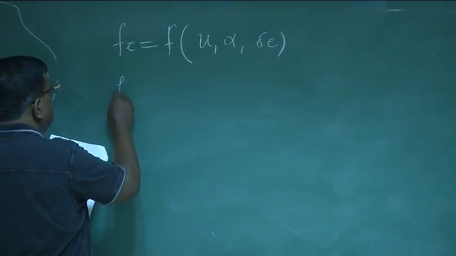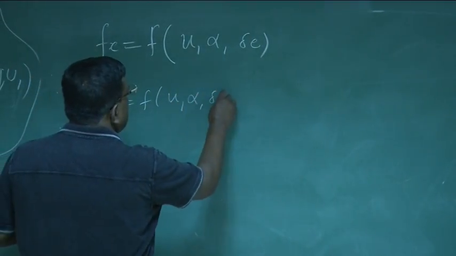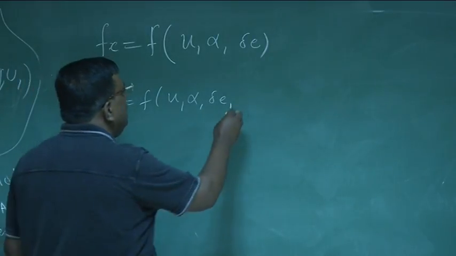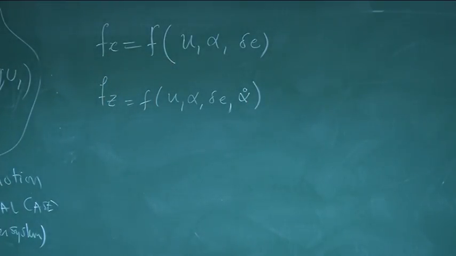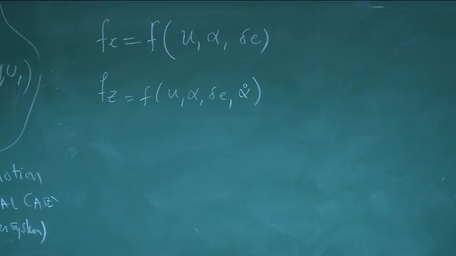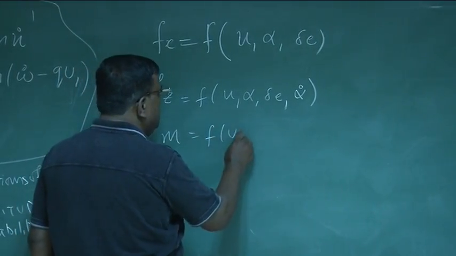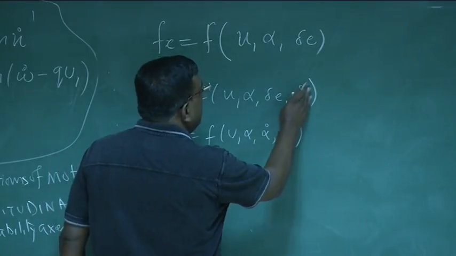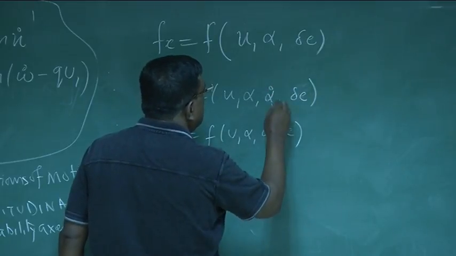So similarly, Fz, also you can write as a function of u, alpha, delta E. And sometimes, you will see that it will also be a function of alpha dot, and we will explain why alpha dot is being included, and sometimes it is neglected also, and we will discuss as we progress. And the m is of course a function of u, alpha, then alpha dot and delta E. So let me write delta E at the corner so that it makes our life simpler.